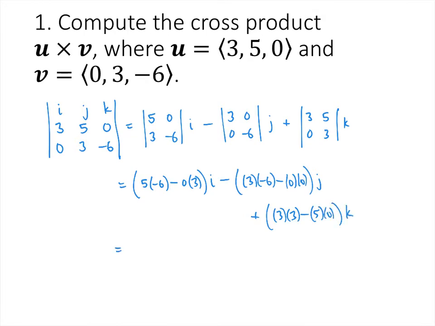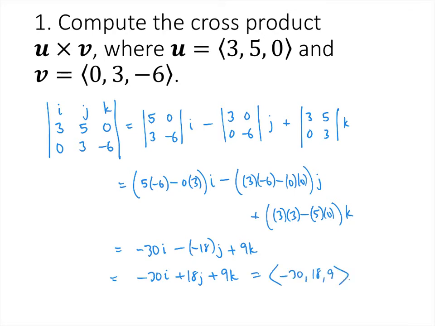So doing arithmetic, that gives us negative 30i minus 18j plus 9k. So in other words, negative 30i plus 18j plus 9k, or written in vector notation, negative 30, 18, 9. And that's the result.